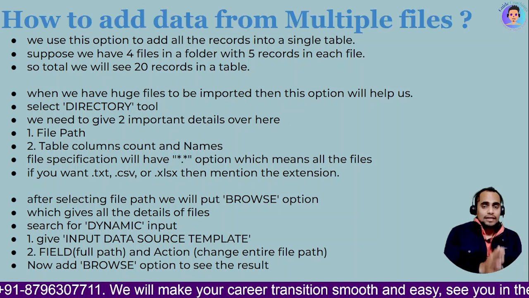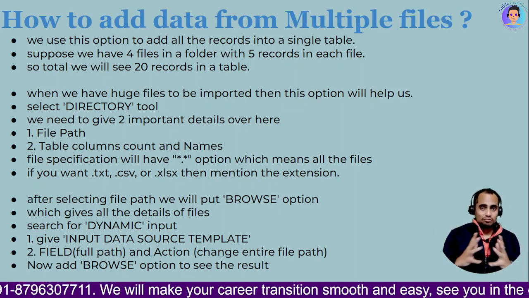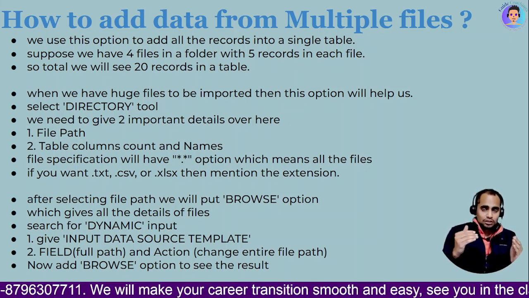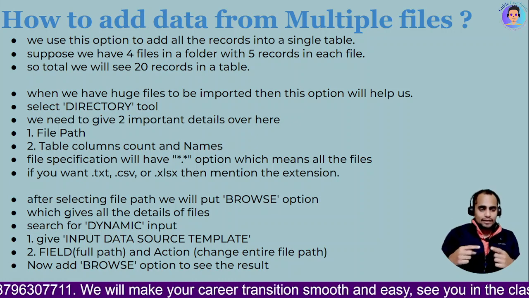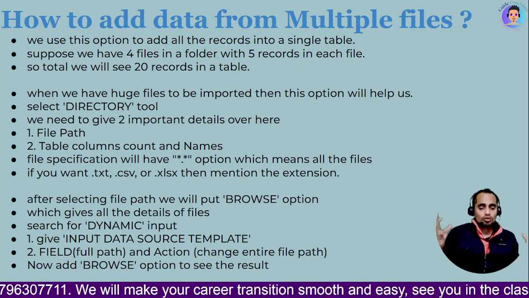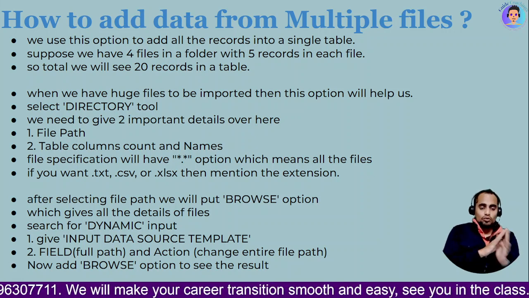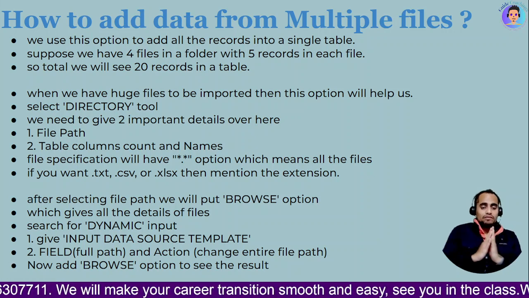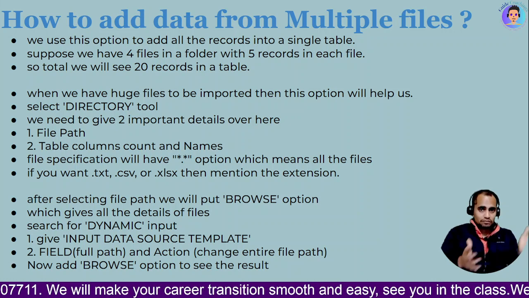Then in terms of folder, when you are connecting the folder, there is a requirement of the folder. So while you are connecting the folder, we have certain points which we'll quickly highlight. Okay, we use this option to add all records into a single table. Suppose we have 4 files with 5 records in each, so in total we will have 20 records in a table. That is how the whole table will be created.